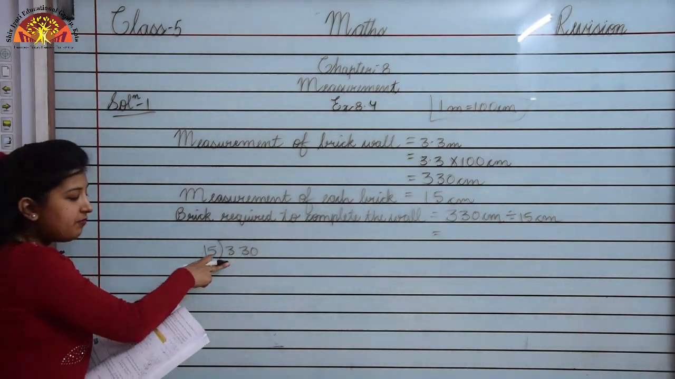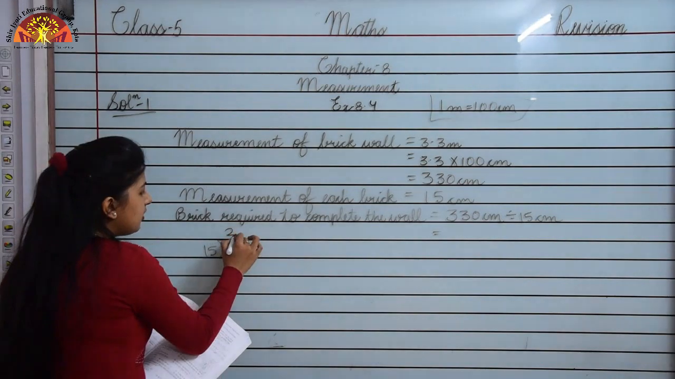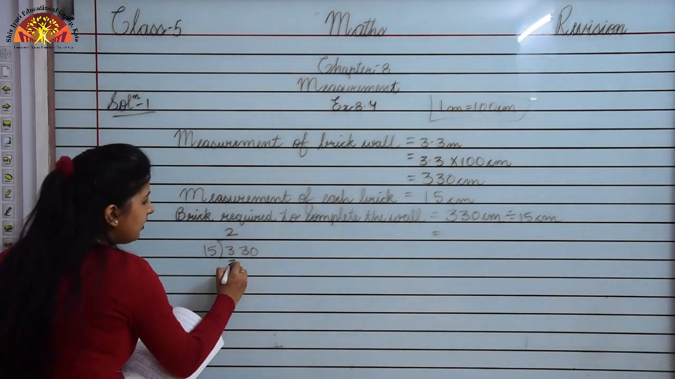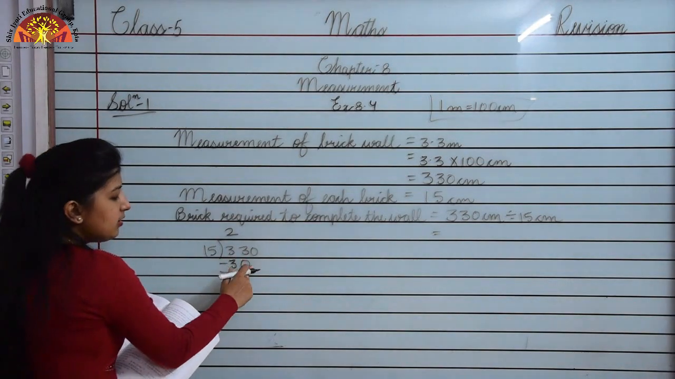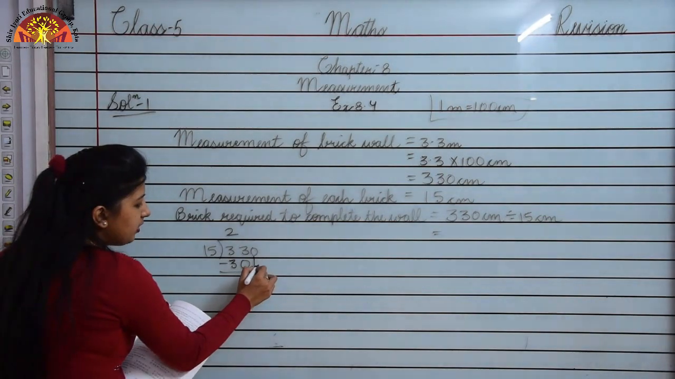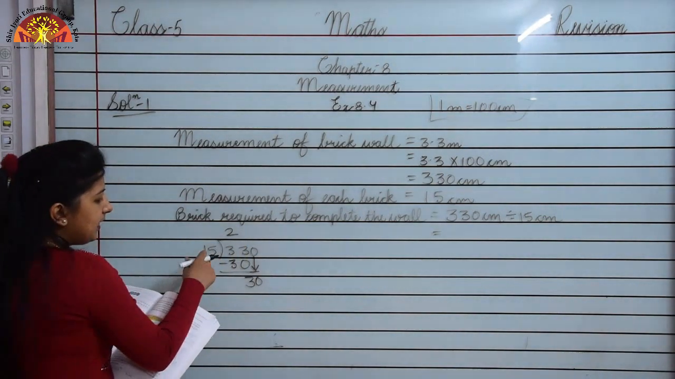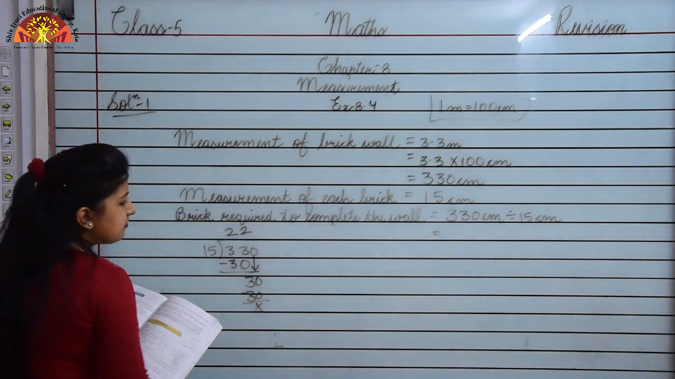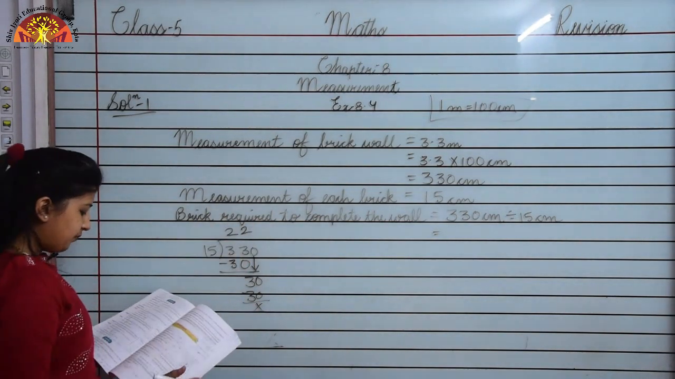33 does not come in 15's table. So 30, we are taking just smaller number than this. So 15 2s are 30. Now 3 minus 0 equals to 3. 3 minus 3 equals to 0. Now we will bring 0 down. Again 15 2s are 30. So our answer will be 22. Fine.